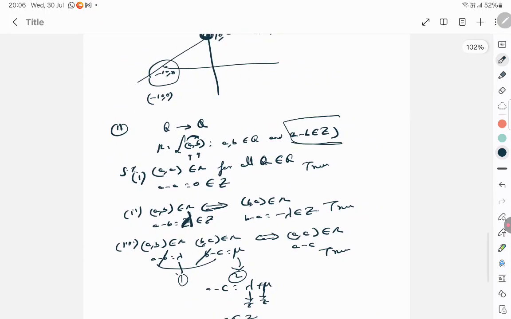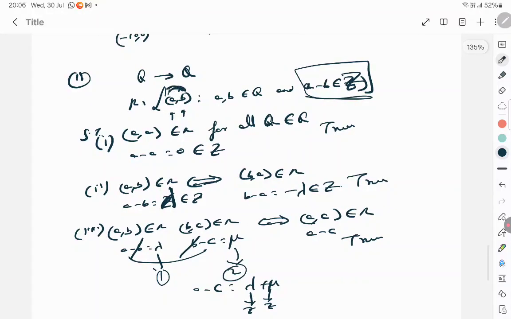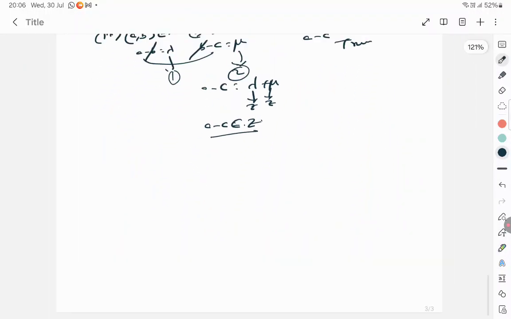This relationship is about when you subtract, you should get an integer. You subtract A minus B, you get an integer. You subtract A minus A, 0 is an integer. A minus B is an integer, and B minus A will be a negative integer. That's all. So like this. Okay, so let's go to the next question.